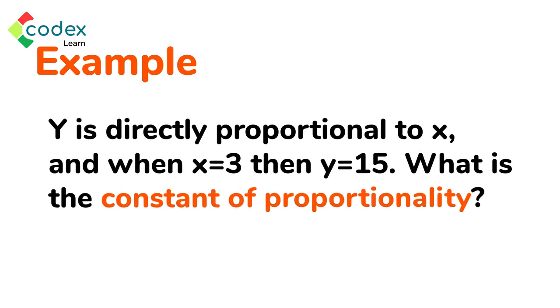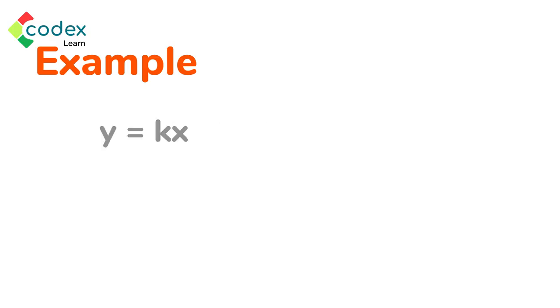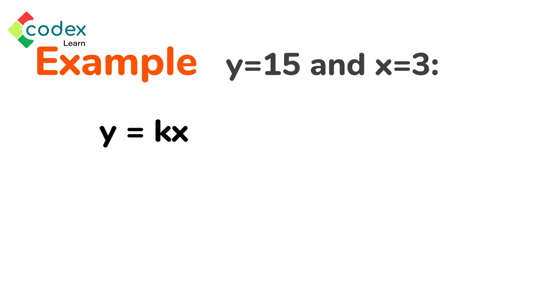Let's use another example at this point. Y is directly proportional to x, and when x equals 3, then y equals 15. What is the constant of proportionality? They are directly proportional, so y equals kx. Let's put in the values that we know. Y equals 15 and x equals 3.